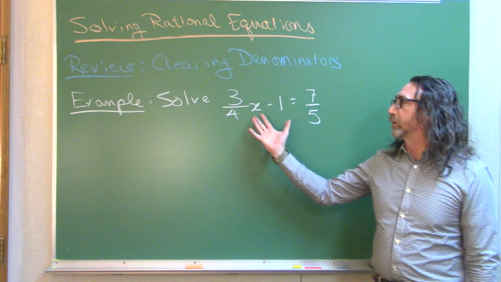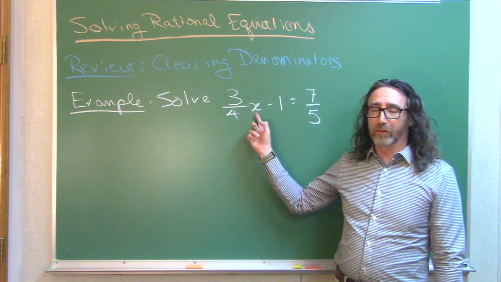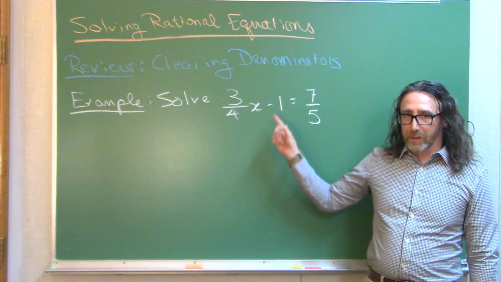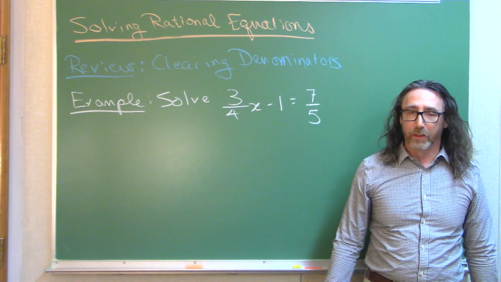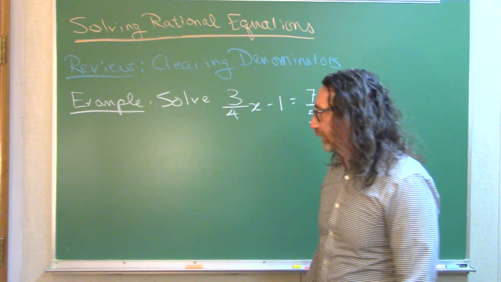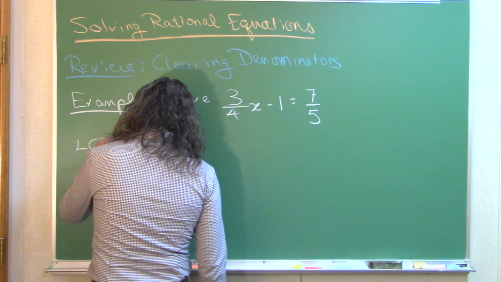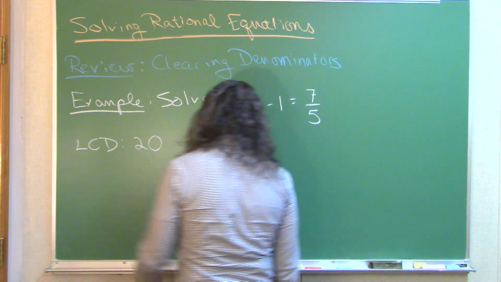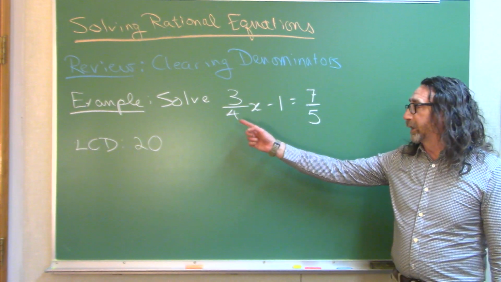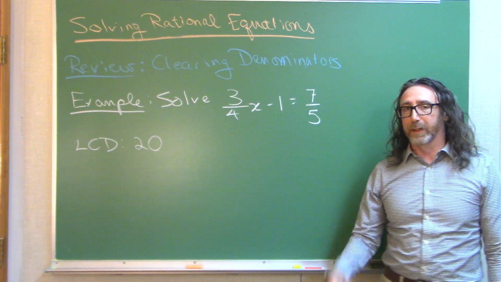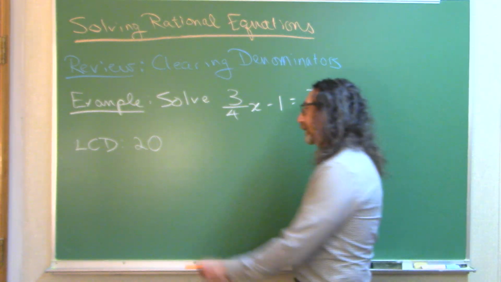This is a linear equation. The x here is not part of the denominator. It's 3/4 times x minus 1 equals 7/5. So we're supposed to find the value of x that makes this a true statement. Okay, so I look at my denominators, I see I have one denominator of 4, a second denominator of 5, my LCD is 20.